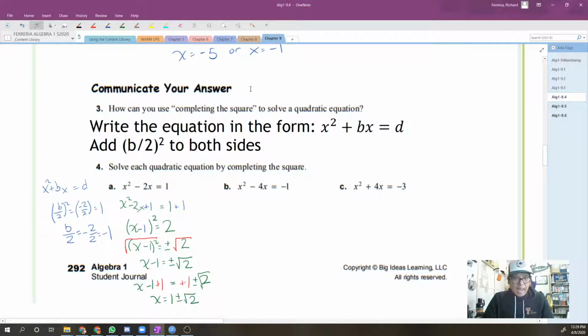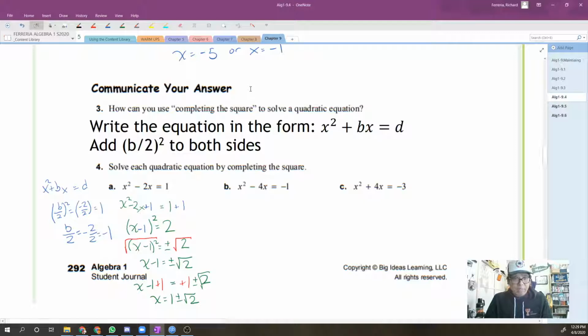Finally, you're going to add 1 to both sides because I don't want to solve for x minus 1. I want to solve for x. So if I add 1 to both sides, I get x equals 1 plus or minus square root of 2. And that's our answer. You can use your calculator to turn that into a decimal form if you need to. A good number to memorize, especially if you're going into higher math, is that the square root of 2 is about equal to 1.414.